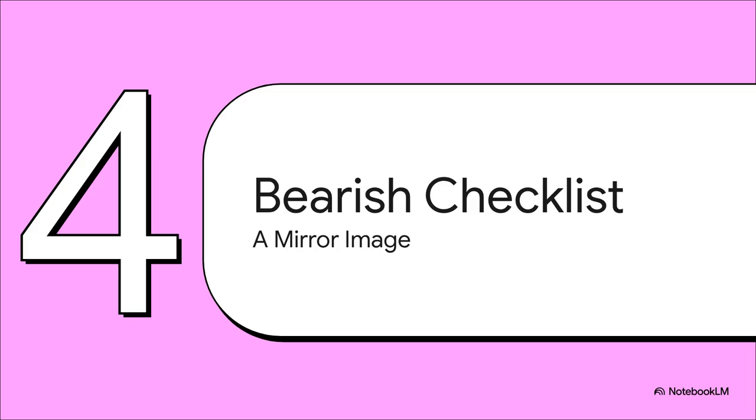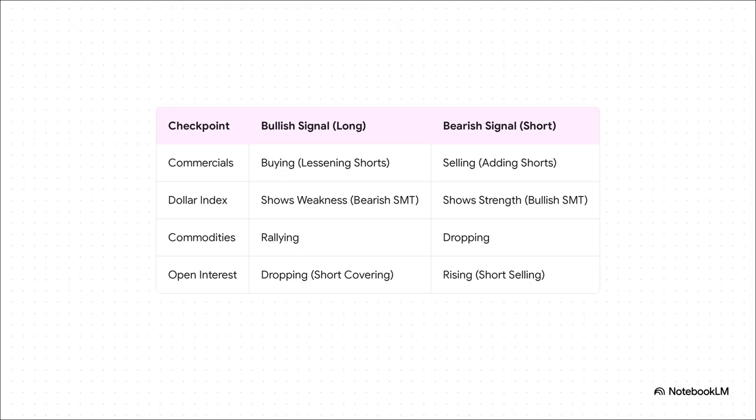Okay, so that's the bullish side. But what about a bearish setup? Well, the beauty of this system is that the logic is exactly the same. It's just flipped completely upside down. It really is a perfect mirror image of the bullish checklist. And this little table here just makes it crystal clear.